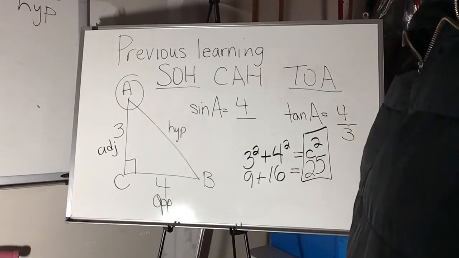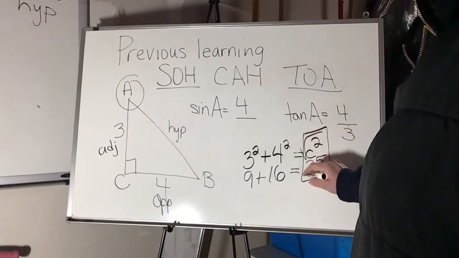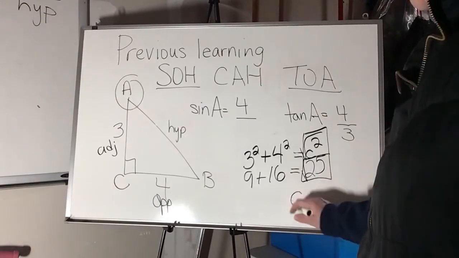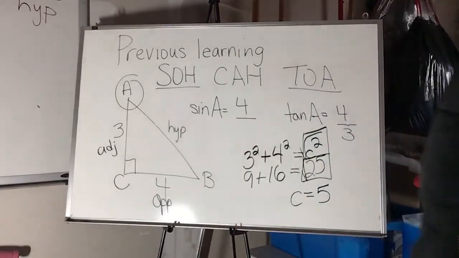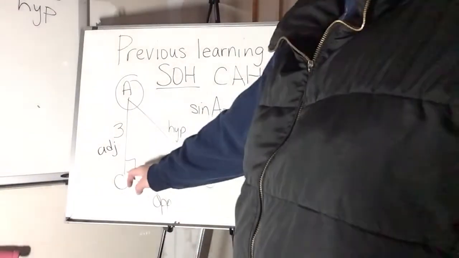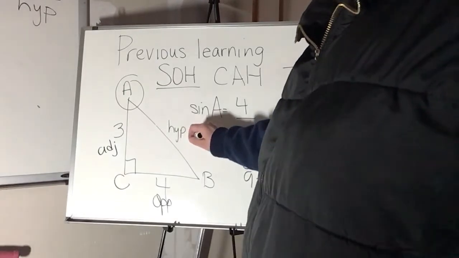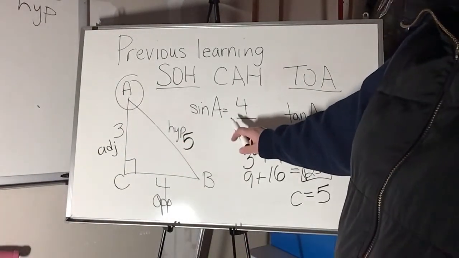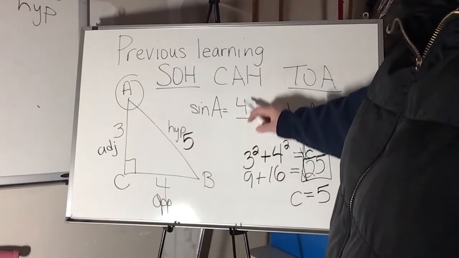I don't want to know what C squared is, though. I want to know what C is. So I'm going to take the square root of both of these and find out that the square root of 25 is 5. So C, which refers to the side across from angle C in this right triangle, which is also my hypotenuse, is going to have a measure of 5. Now when I write my sine ratio, I find out that it's going to be 4/5.